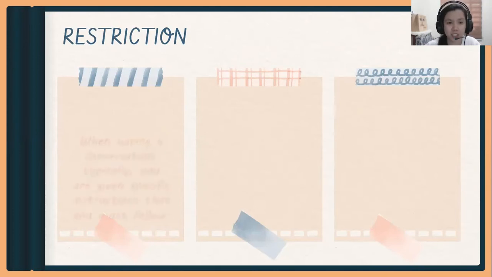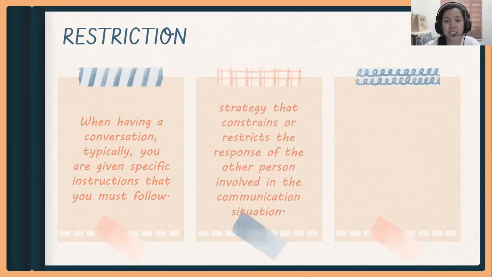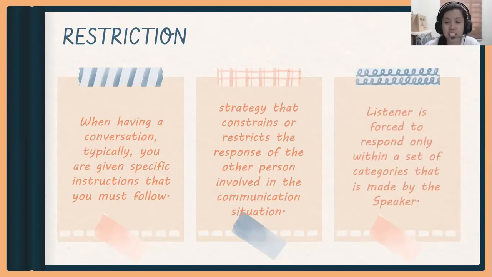Second is restriction. When having a conversation with friends or in a classroom or in a meeting, typically you are given specific instructions that you must follow. These instructions confine and limit what you can say. So in communication, this refers to restriction. It is a strategy that constrains or restricts the response of the other person involved in a communication situation. And the listener is forced to respond only within a set of categories that is made by the speaker.